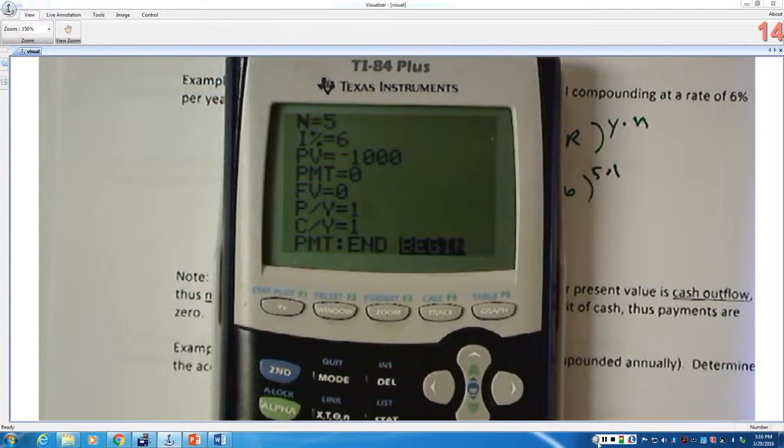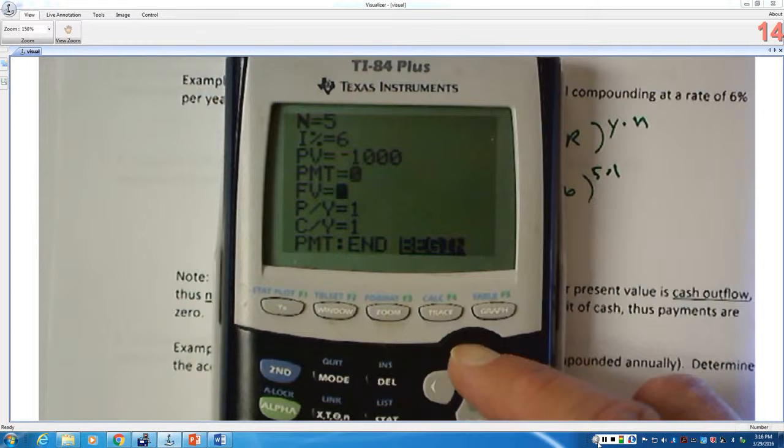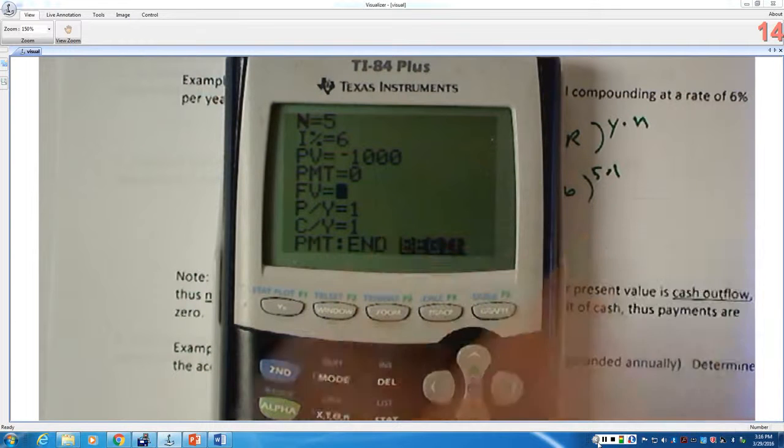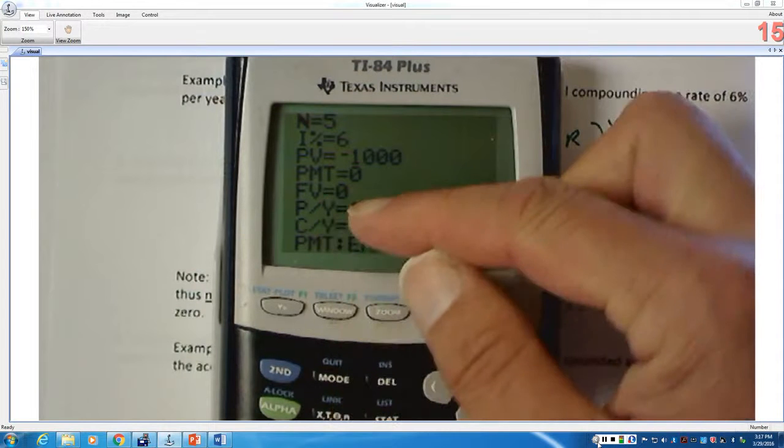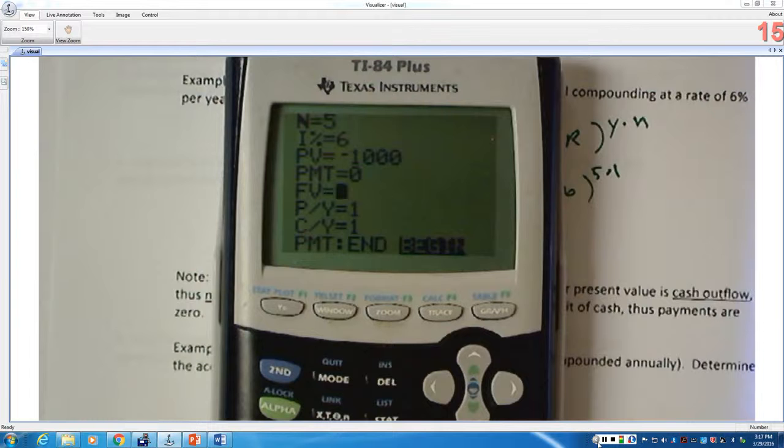Now what we want to do is move this until we go to our future value. Our future value is the money that we're going to have in the future. And in this case, it's going to be when? In 5 years. When we put this money down in the bank, what are we going to get back in 5 years? So I put my cursor on the future value because that's what I'm trying to solve.